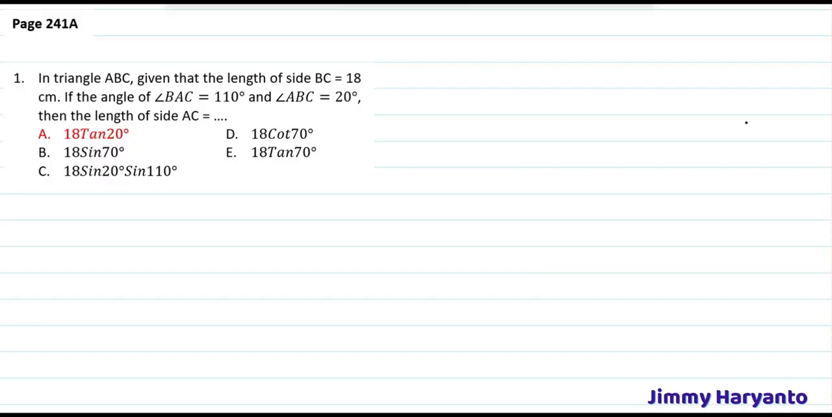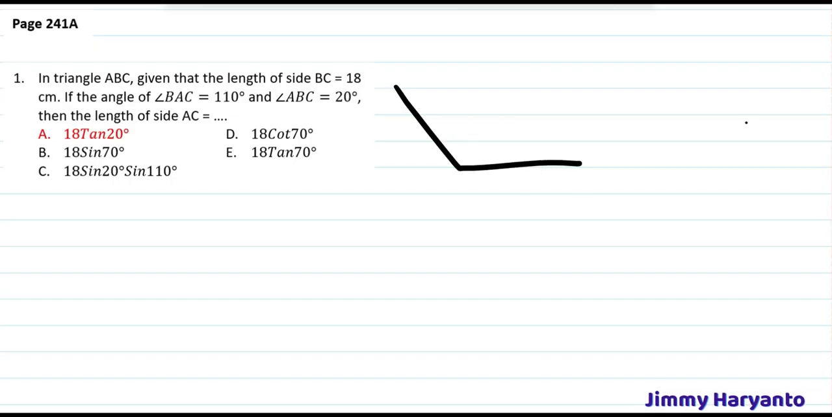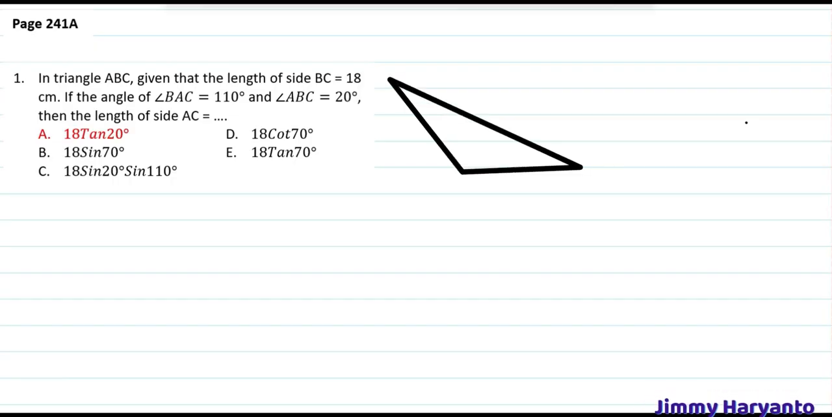In triangle ABC, given that the length of BC, so I think we should draw the triangle first. Let's say the triangle has an obtuse angle, so the triangle will be like this. So that one is B, A and C. The BAC is 110, and then ABC is 20, and then the side of BC is 18, and the question wants you to find the length of side AC.